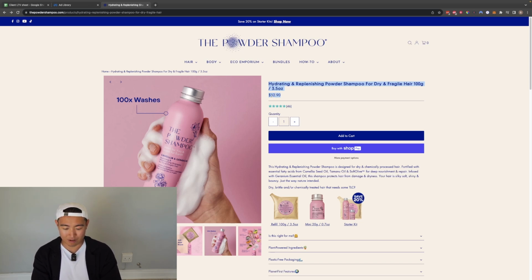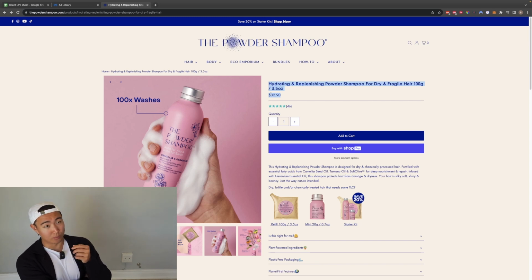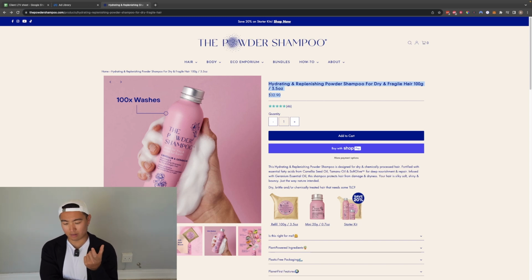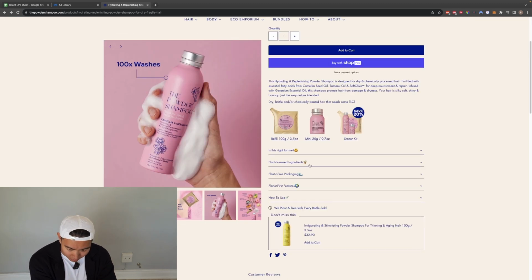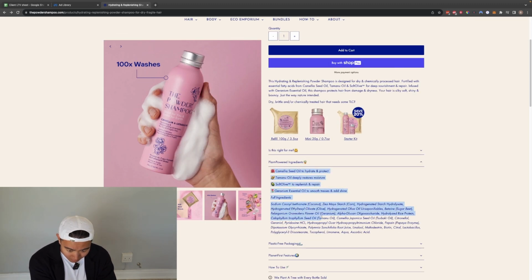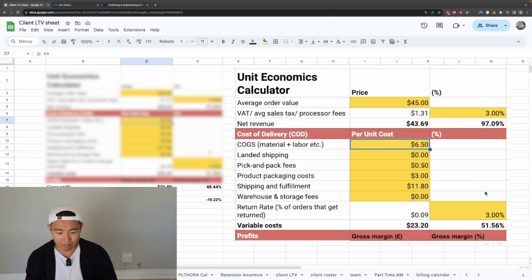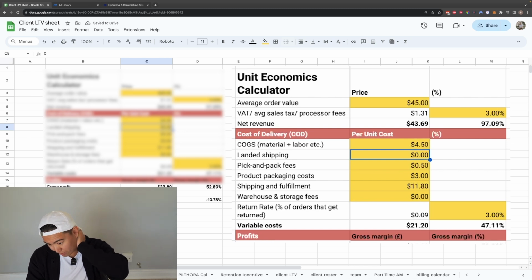So I'm guessing to manufacture a bottle of shampoo, if I remember correctly, the brands that I worked with that were selling shampoo bars, it cost them about $8 landed. But let's see what the ingredients are for something like this. So it's not actually that premium. I'm guessing it's going to cost them around $4.50 to actually produce the bottle of shampoo, so nothing crazy.